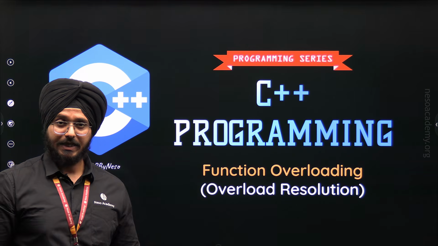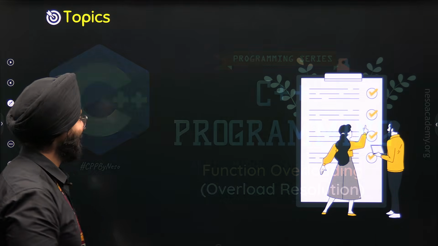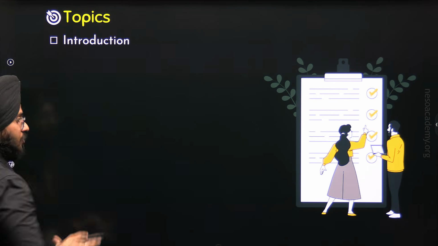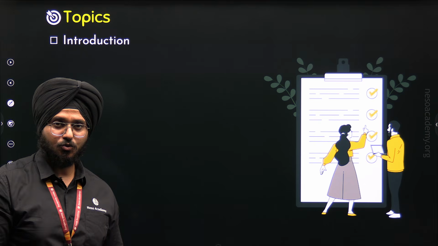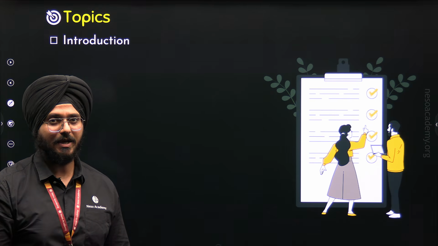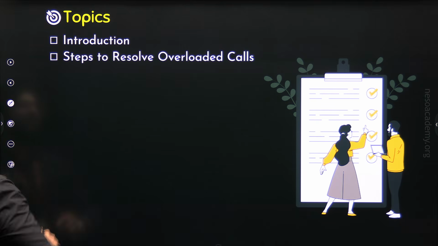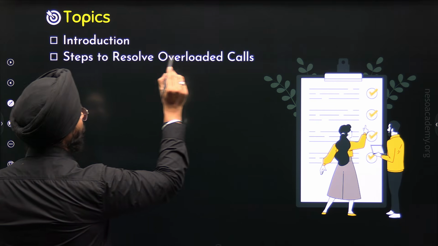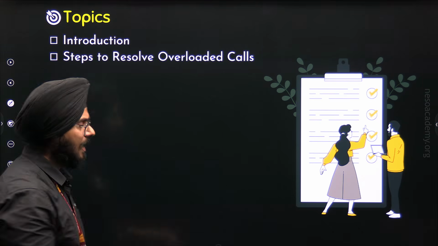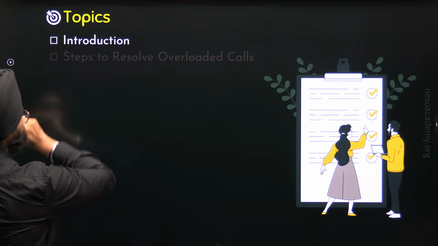So without any further delay, let's get started with this lecture and let's see what are the topics. The first topic of this lecture is Introduction to Overload Resolution. First, I will introduce you to the concept of overload resolution. Then we will move to the next topic where we will understand the steps that are adopted by the compiler to resolve overloaded calls. So these are the topics of this lecture. Let's start with the first one, that is Introduction to Overload Resolution.